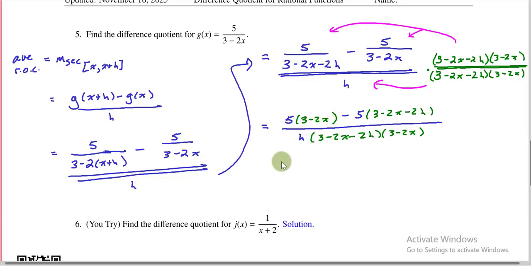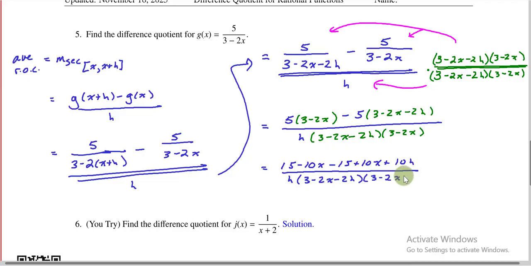And now we'll go ahead and distribute our 5s through and do some cleaning up. So I end up with 15 minus 10x minus 15 plus 10x plus 10h. Be very careful as you distribute that minus 5 to this minus 2h. That becomes a positive 10h divided by the denominator, which we'll just recopy. It gets a little tedious having to recopy these denominators, but one of the things you're learning how to do in this class is how to manage large expressions.